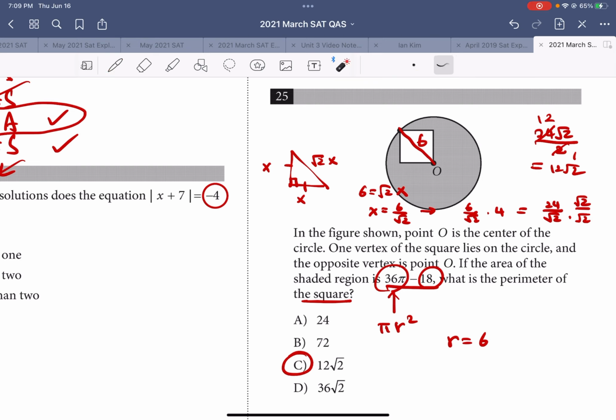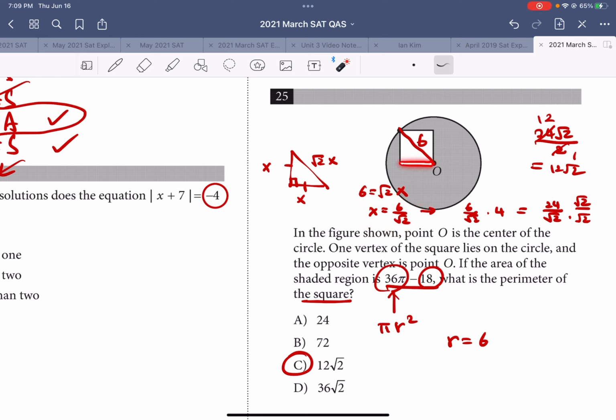So they gave you this, so the radius is 6. This is 6. Because this is a square, it's 45, 45, 90, with sides x, x, root 2 x. Then root 2 x equals 6, so x is this.